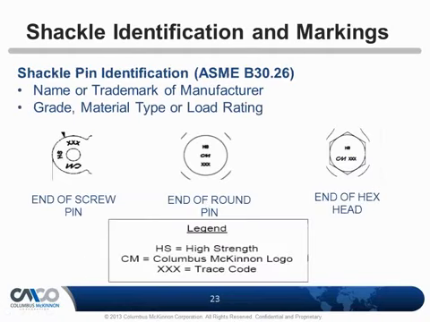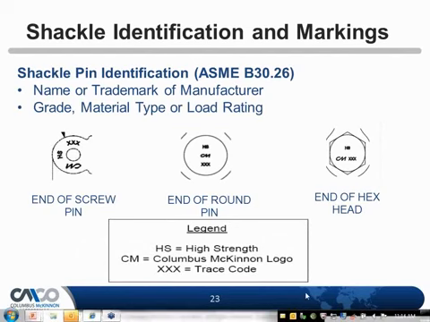But even the pins are marked. So how do you know if the pin is the right pin? Well, the pin has to have the manufacturer logo, as you can see here. It has to have HS, which stands for high strength, and also a trace code on the pin. Now that's important because we have 3 different types of shackles, right? So what if the pins got mixed up? How do I know what was for the alloy, or what was for the supercarbon or the carbon? Well, in this case, it doesn't matter. All our pins are high strength.